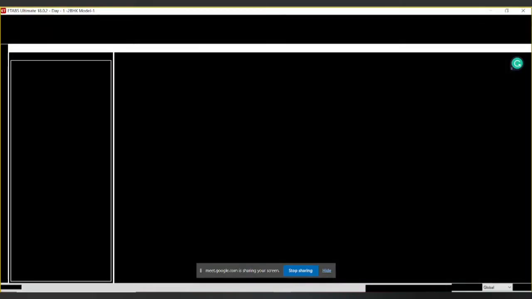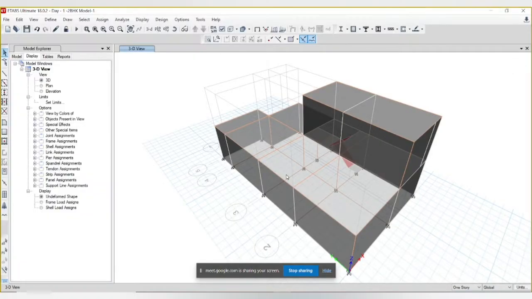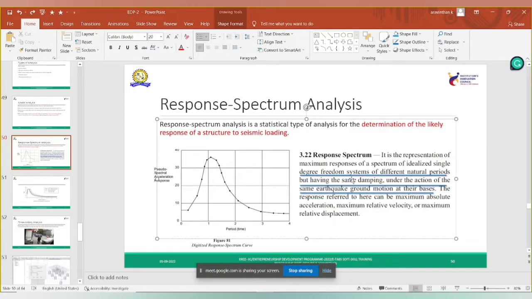Here, note that this structure is free to move in three directions: x, y and z. Now in response spectrum analysis, it will be taking a single direction where the earthquake is going to occur, which is idealized as a single degree of freedom system of natural period. So the natural period for each and every floor will be identified, but having the same damping under the action of earthquake motion at their bases.